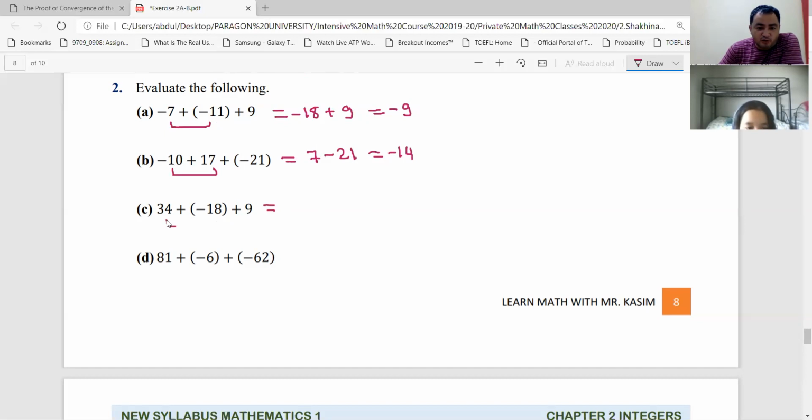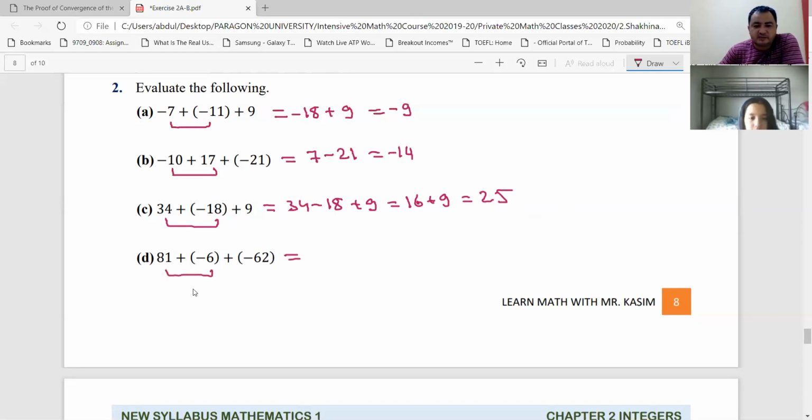14. 34 plus negative 18. So that'll be minus 18, that's 34 minus 18. First, if you clear the brackets, 34 plus minus is minus 18. So 34 minus 18 is 16, plus 9. Shahina, just do it mentally. 16 plus 9 is 25. Okay, next.